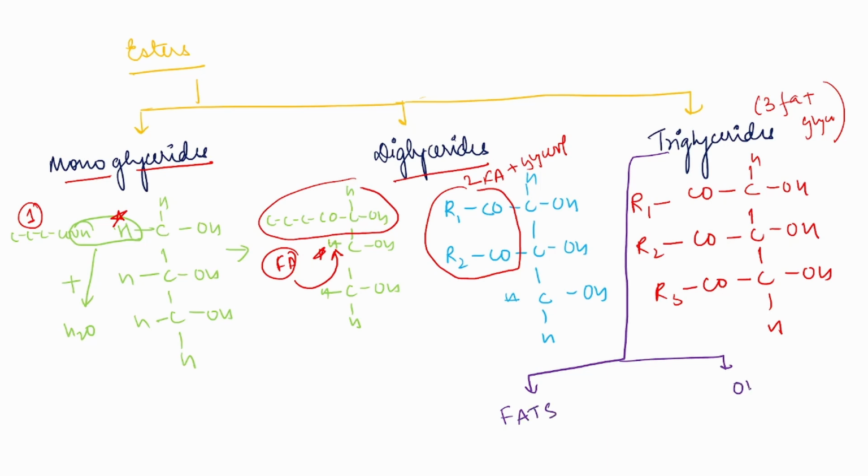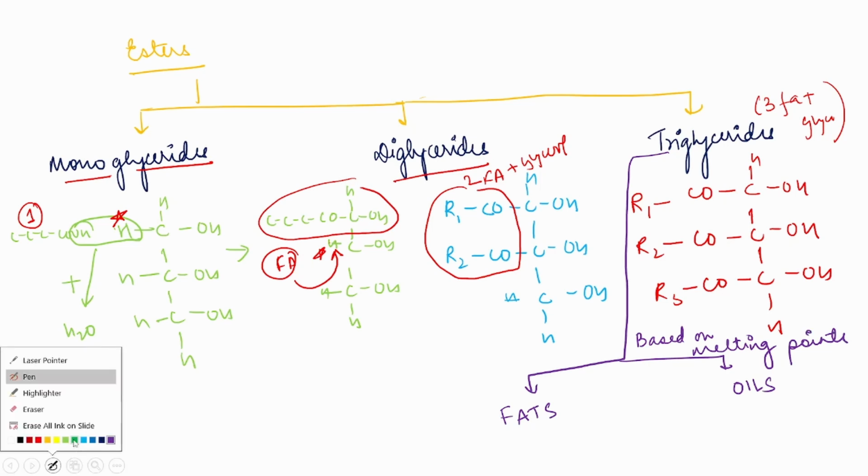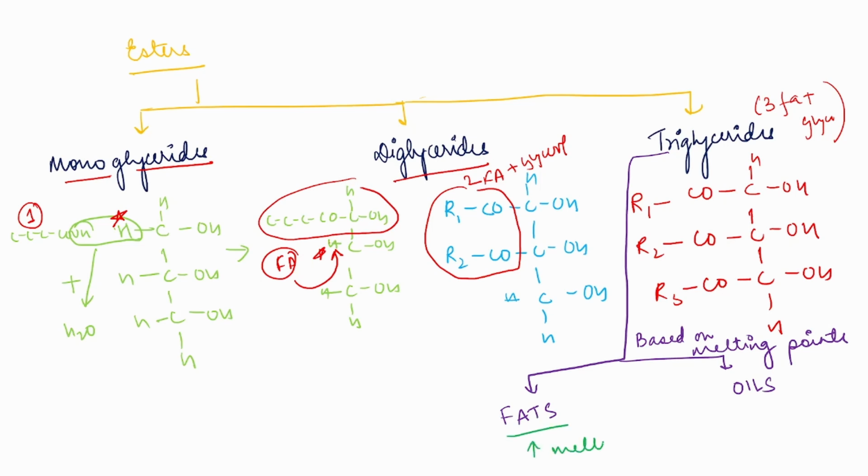Fats and oils, based on what? Based on melting point. Based on melting point, it is classified as fats and oil. In case of fats, they have high melting point and they remain as solid at room temperature.